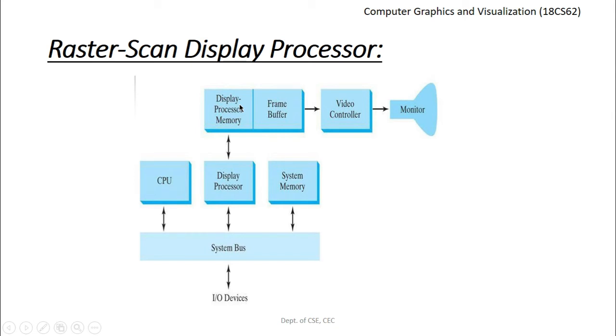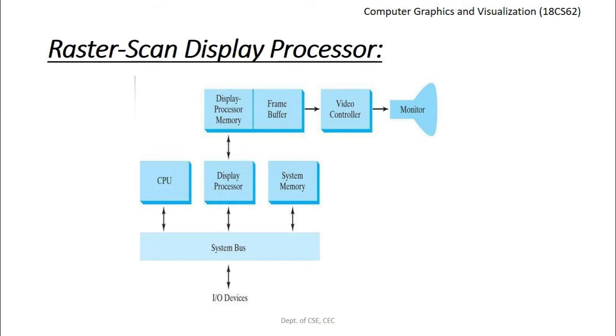The purpose of the display processor here is to free the CPU from the graphics processing. The CPU will be less burdened, and CPU processing cycles can be used for other routine tasks. The graphics processing will be done by this display coprocessor or graphics coprocessor.